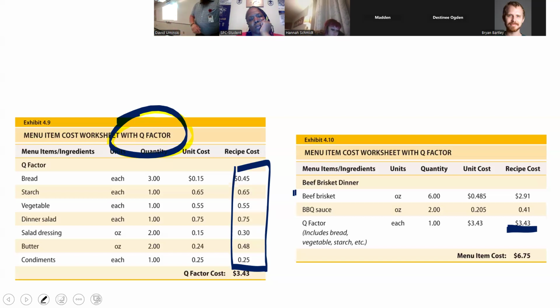Okay. Now, what happens if you have multiple sides, like multiple starches and multiple vegetables? Which one do you choose to include in your Q factor? Most expensive? Probably the most expensive, right? If I'm serving mac and cheese, green beans, and I don't know, some other side we eat with barbecue, corn? Corn, and pinto beans, right? I'm probably going to put in the cost of the mac and cheese. So that if somebody orders the mac and cheese, at least my costs are covered. But if somebody orders the beans or the corn or the green beans, then I'm going to make a little bit more profit because those don't cost as much. Okay.